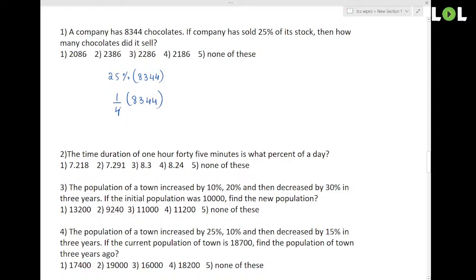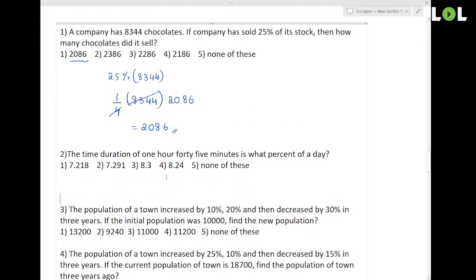8,344. We simply have to cancel this. What do we get? So 4 into 20 is 80, 4 into 8, 32, 4 into 6. So what do we get? 2086. Do we have the option? Yes. Option number 1 is our final answer. The first question is a pretty simple question, guys. So eventually, step by step, we'll be increasing the level of the difficulty.